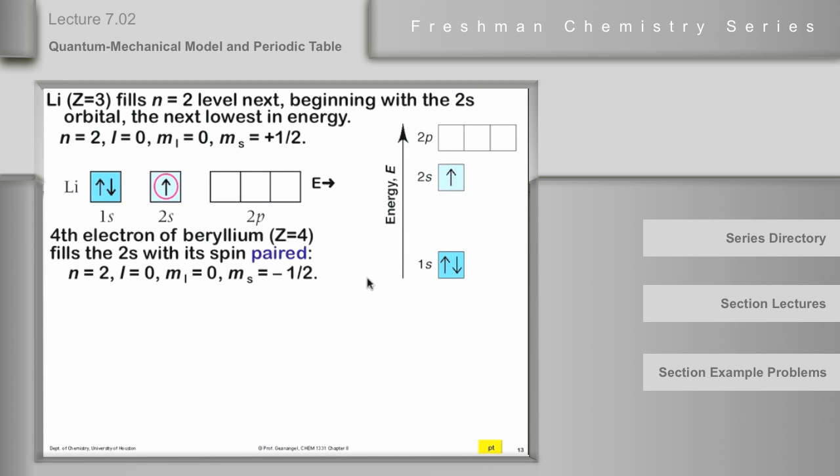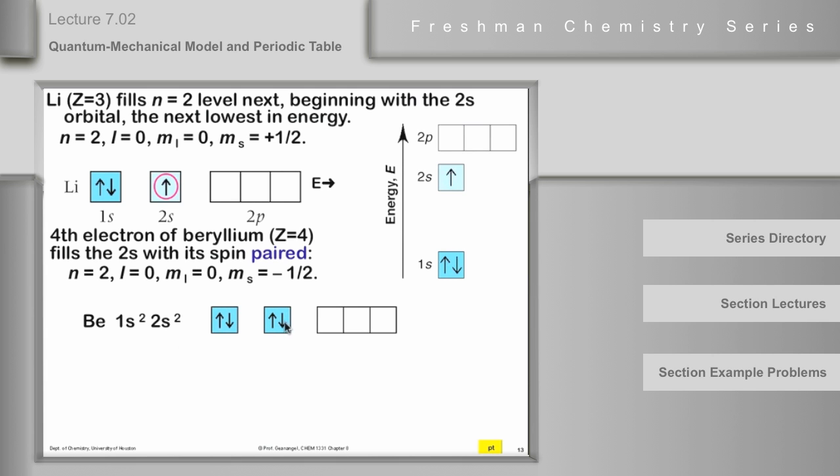Now the fourth electron for beryllium, we saw a few minutes ago, will add to the same 2s box that the third electron of lithium went into, but it's going to have its spin opposite now. So its m sub s value will be -1/2, as we saw before. And this would be the beryllium configuration. And with beryllium, we have now filled up the 1s and the 2s with our 4 electrons. Okay, step by step, there we go.